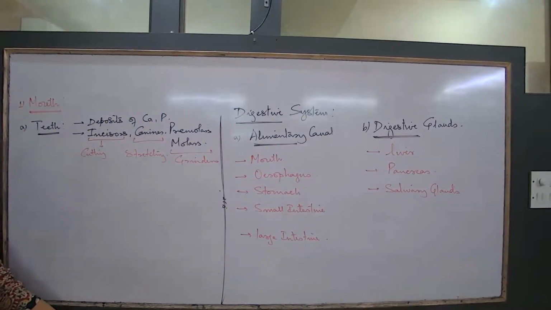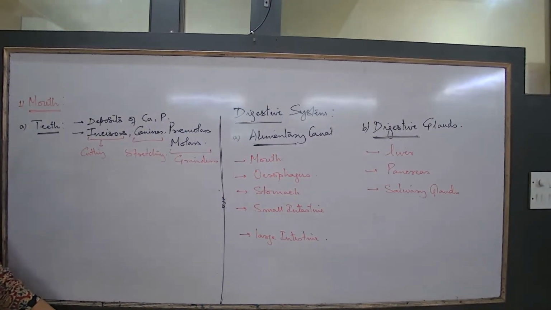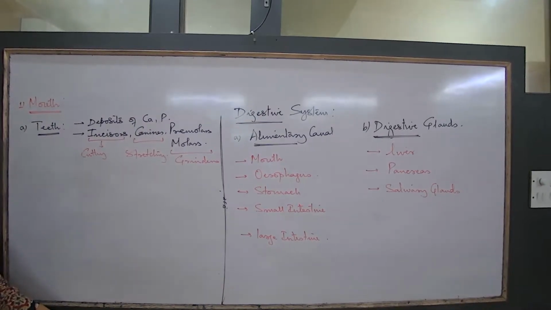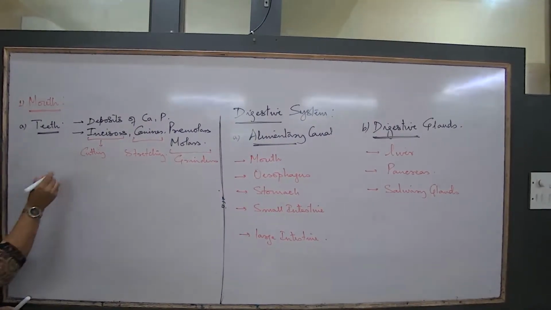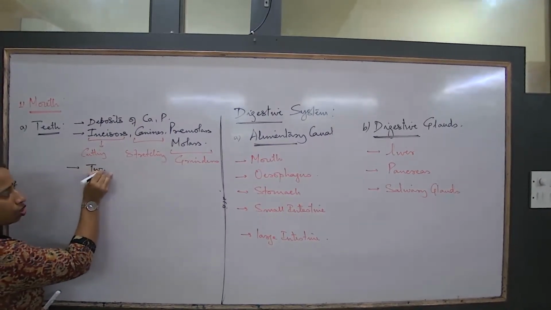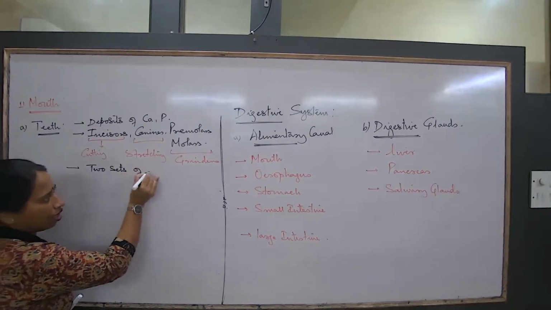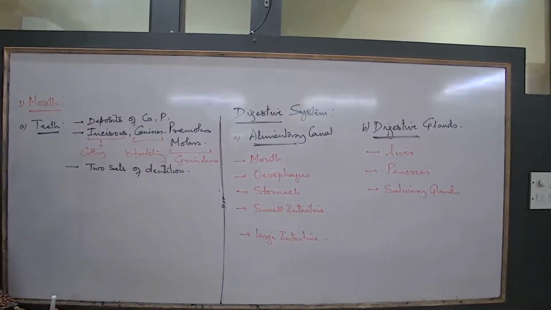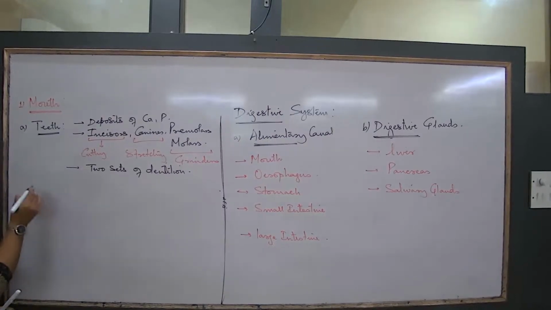Two sets of teeth. All throughout our life, we have two sets of teeth. One is known as the milk dentition, which starts getting replaced by the time we are about 6, 7, 8 years, and the permanent dentition is already settled by 10, 12 years. So we have to remember two sets of dentition all throughout our life: the milk or infant dentition, and the permanent dentition.